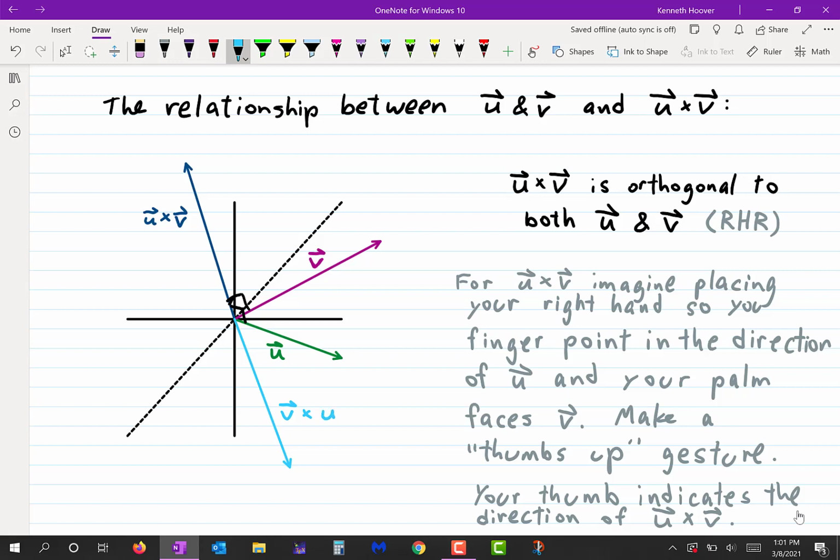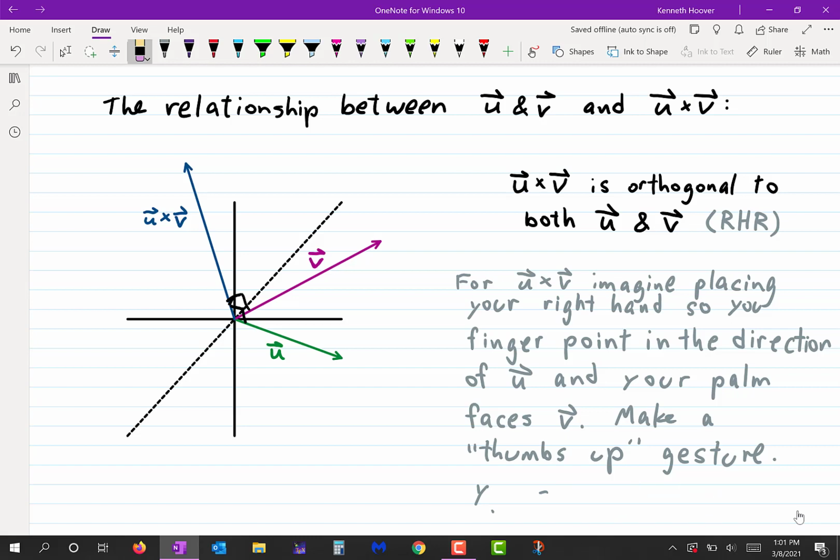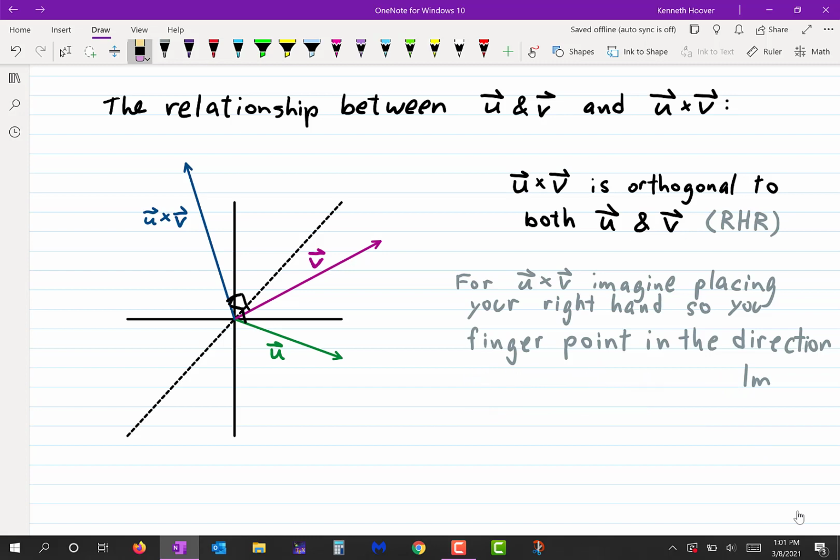So once again, if you need to see that with your eyes, then just look up a video of right-hand rule on YouTube. You'll find one, I'm sure. Okay? I'm going to erase v cross u and leave u cross v. All right, now, so that's important. That's a very handy relationship of the direction of u cross v compared to the directions of u and of v, okay? All right, there's more of a relationship.